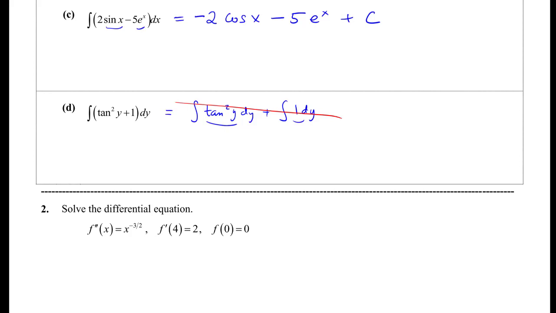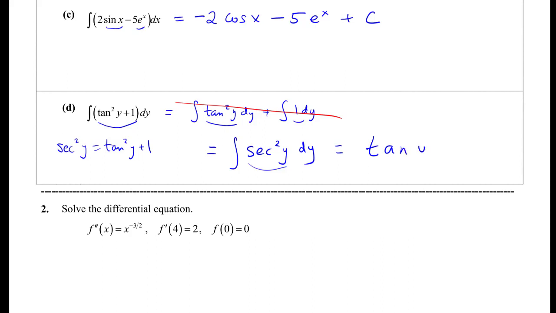Instead, I should notice that, oh, tan squared y plus 1. I actually have a trig identity that says secant squared y is tan squared y plus 1. That doesn't immediately mean it's the right thing to do, but let's take a look. That would mean that this is actually the integral of secant squared y dy. Now, why is that better than what we started with? Well, because we actually know something that has a derivative secant squared, and that's tan. So I would get tan y plus c, and that's the answer.